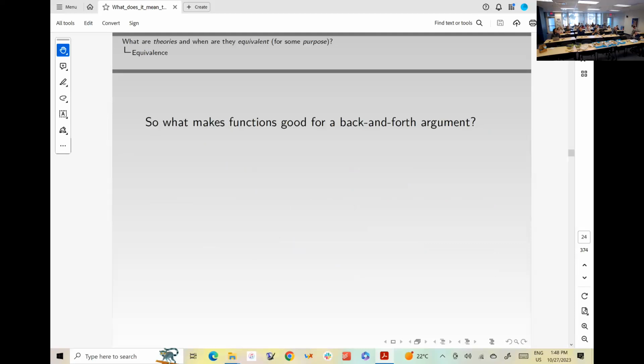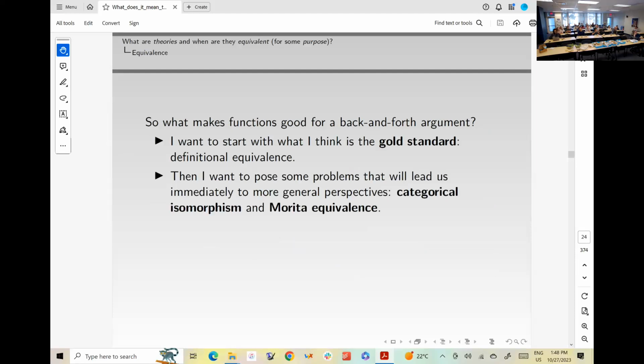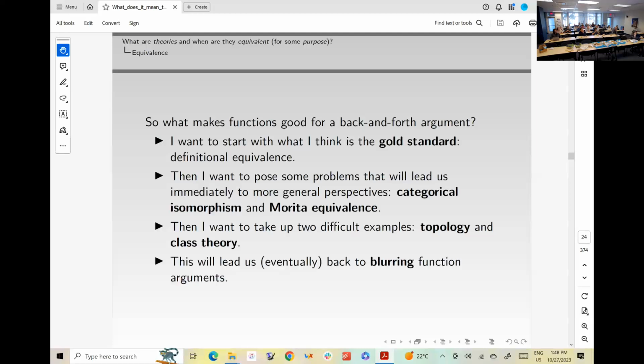Okay. So what makes functions good for a back and forth argument? I want to start with what I think is the gold standard, which is known as definitional equivalence or sometimes synonymy. Then I want to pose some problems that will lead us immediately to more general perspectives with categorical isomorphism and Morita equivalence, which is given to us by Thomas and Hartz. Then I want to come up with two difficult examples from topology and class theory. And these will be the two final sections of the paper. And this will eventually lead us back to blurring arguments, I promise.